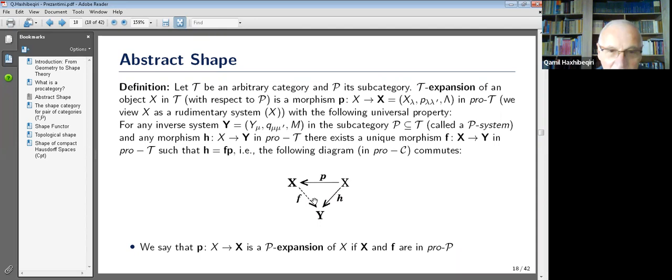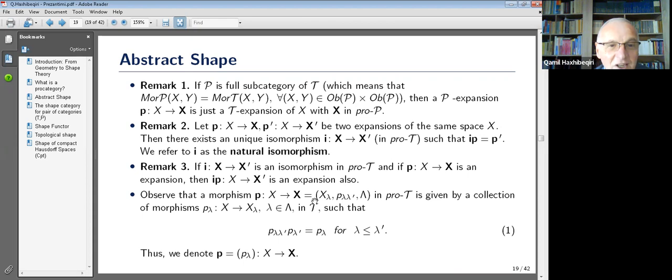Let us remark the following. If P is a full subcategory of T, which means that the class of objects of P is the same, and the class of morphisms of P from X to Y is the same as the class of morphisms from X to Y for each pair X, Y of objects in P, then a P expansion is just a T expansion of X with X in Pro-P.